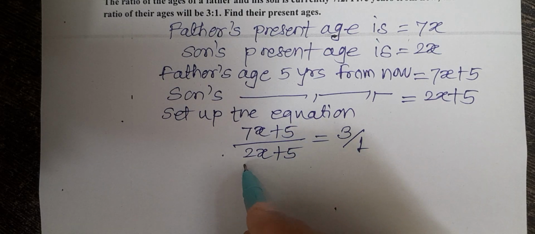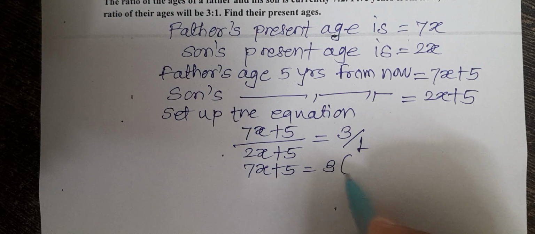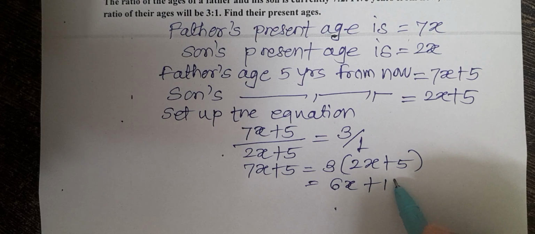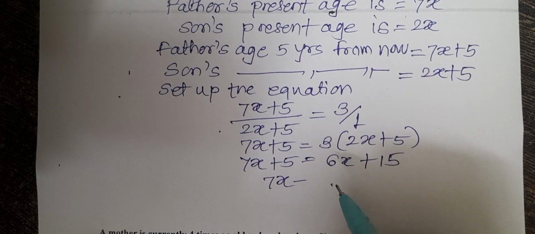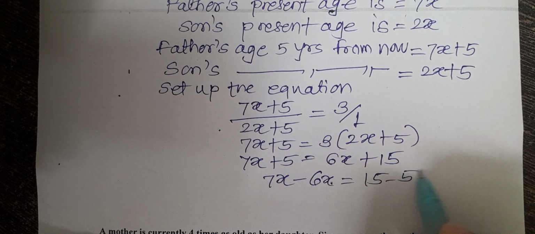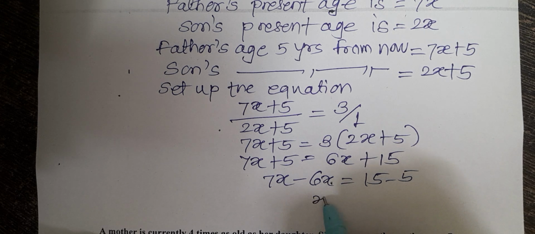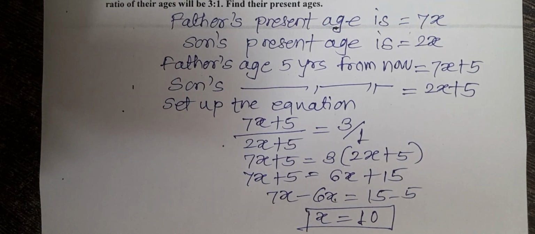So cross multiply. 7x plus 5 is equal to 3 into (2x plus 5). So it will be 6x plus 15. 7x plus 5. So 7x minus 6x is equal to 15 minus 5. So it is x is equal to 10. So we have got the value of x.